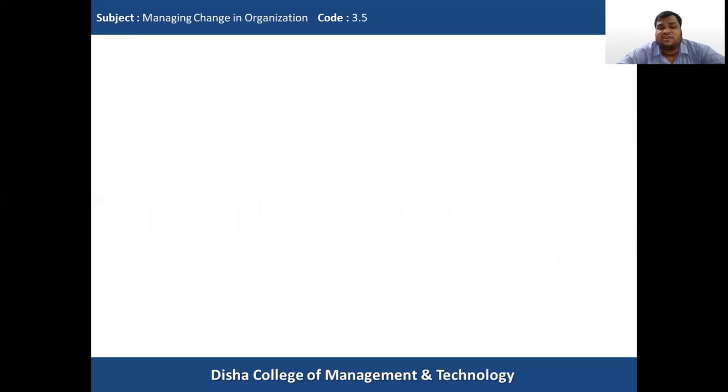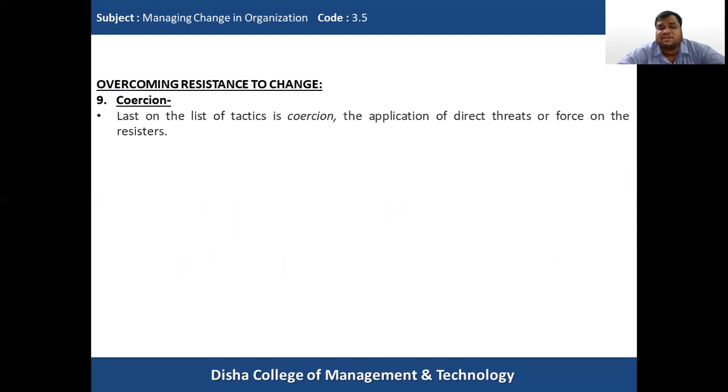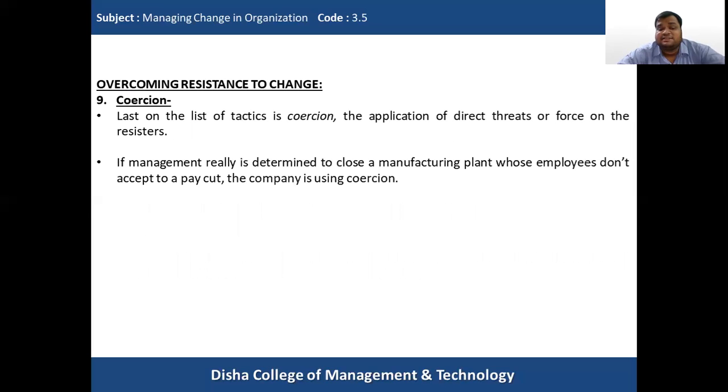So the last way in which we can overcome resistance to change is by using coercion. Last on the list of tactics is coercion, the application of direct threat or force on the resistors. Here we are not trying any indirect way on the resistors, but we directly apply threats or force on the resistors and tell them they have to overcome this resistance to change. If management really is determined to close a manufacturing plant whose employees don't accept a pay cut, the company is using coercion.